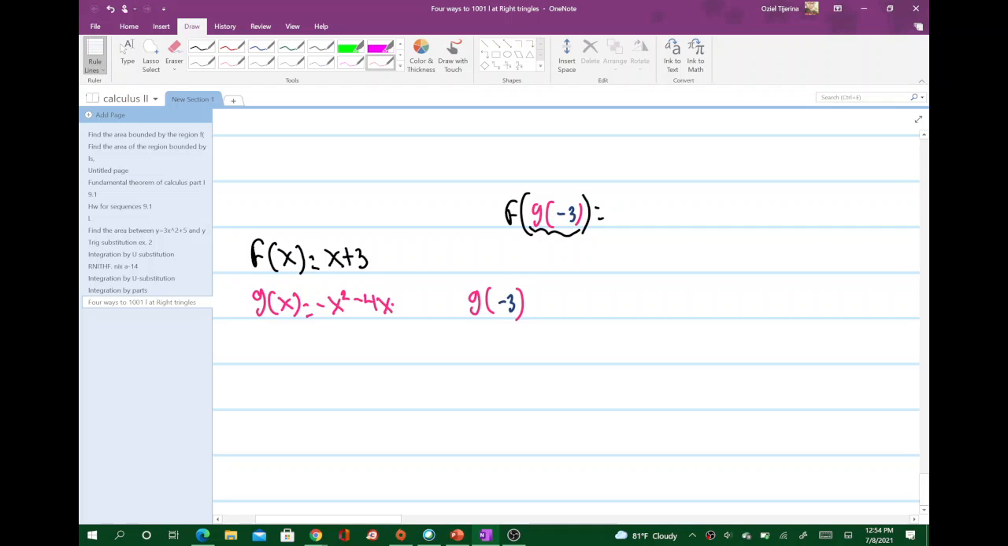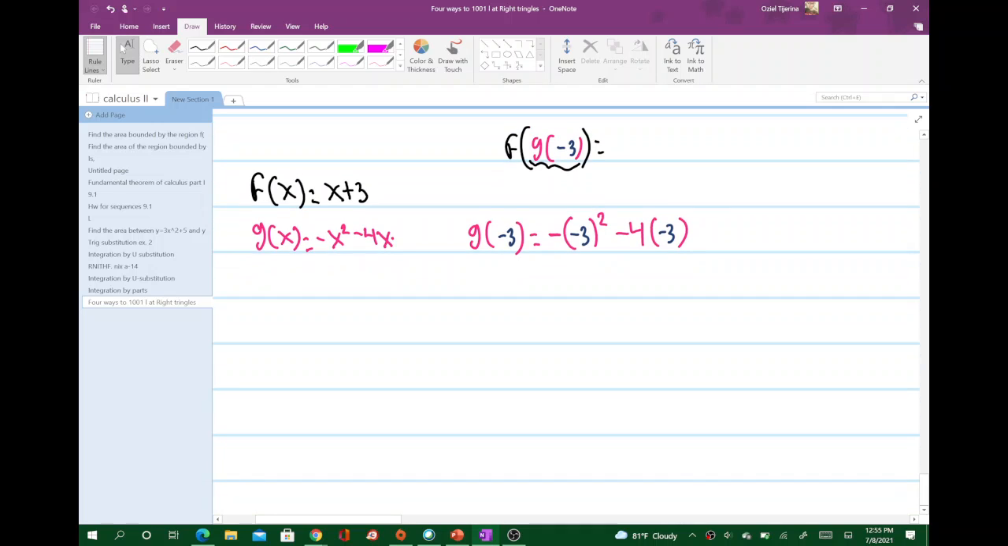And you have to be careful. Here's your function, negative x squared minus 4x. This is going to be equal to negative. And what I like to do here is I like to put parentheses: negative something squared minus 4 times something. In that something, I'm going to put a negative 3. Right? Now, here's the thing.